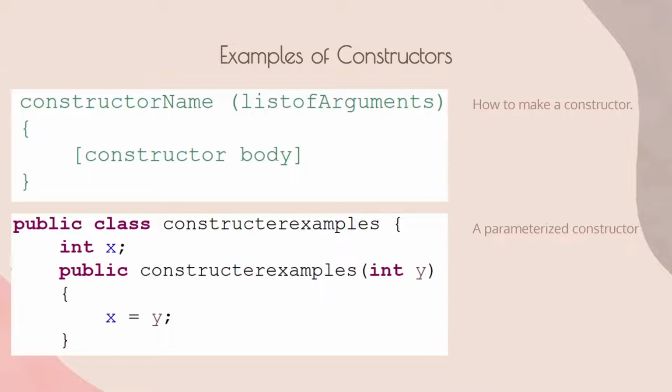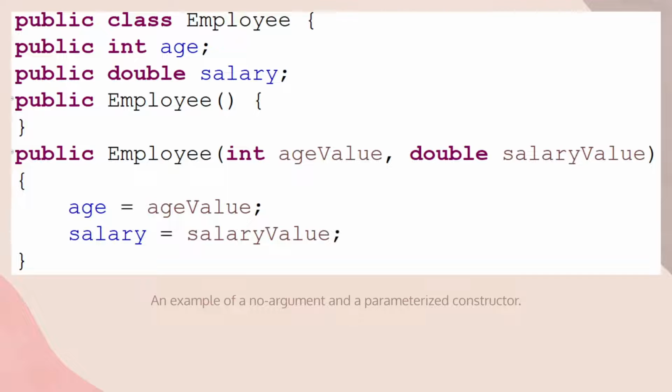Here are some examples of constructors. The first picture is how to make a constructor. The second picture is a parameterized constructor. Here's another example of a constructor in a class. The second constructor is very useful in that it saves you from writing extra lines of code to initialize the object. With the second constructor, you can pass the values at the same time as when you create an object. The first constructor is a no-argument constructor.